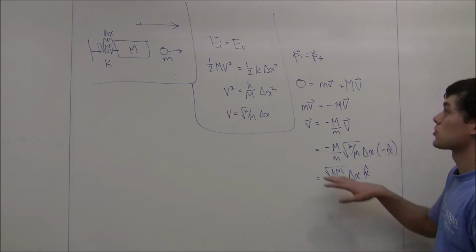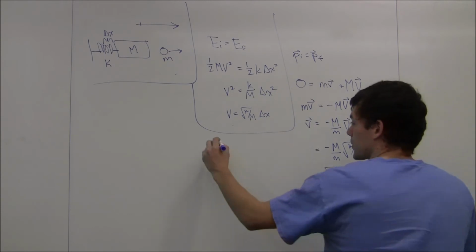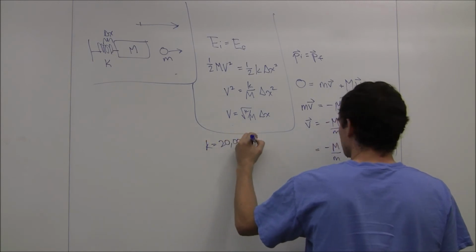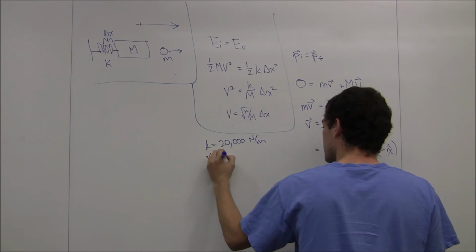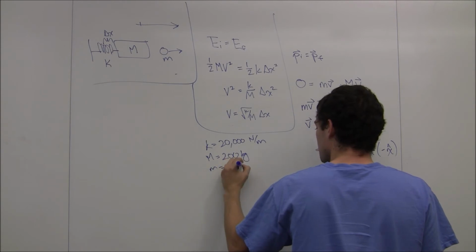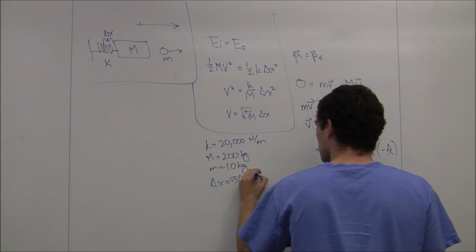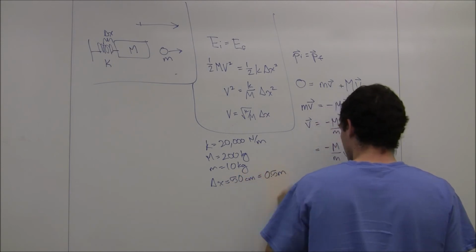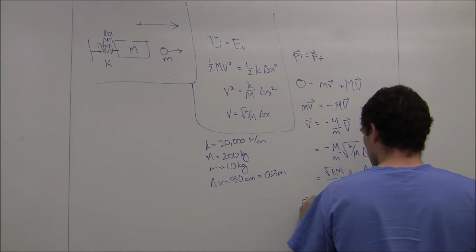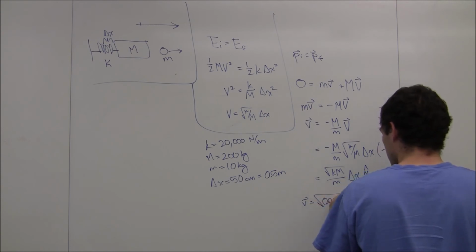Now, our initial velocity for the cannonball. Now in the problem, we're given actual values for these. So we're given k is equal to 20,000 newtons per meter. Big M is 200 kilograms. Little m is 10 kilograms. And delta x is 50 centimeters, or 0.5 meters.